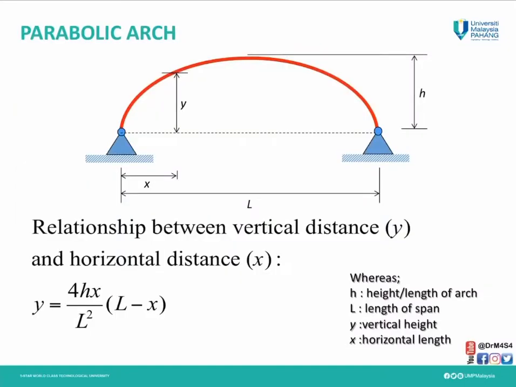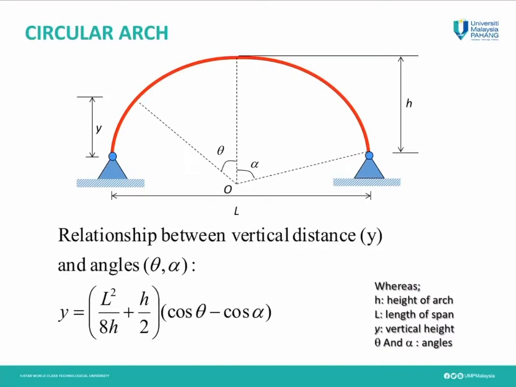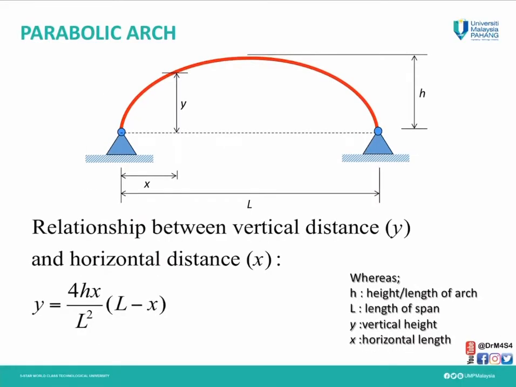For the arch, we're going to have a parabolic arch. This is the formula for half parabolic. Also, we're going to touch on circular arch, and this is the relation between vertical distance and angles. And for the parabolic arch, between vertical distance y and horizontal distance x.